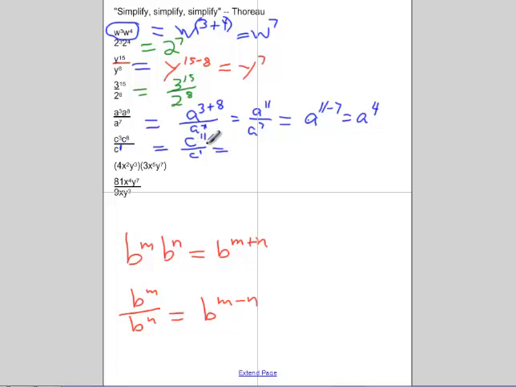So this now is c to the 11th power, because 3 plus 8 gives us 11. C to the 1st power in the denominator is there. And now this is c to the 11 minus 1, which is c to the 10th power, and that should be our answer. Whew, this one is kind of crazy.